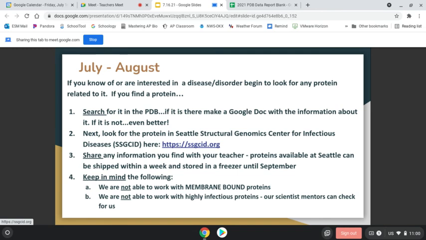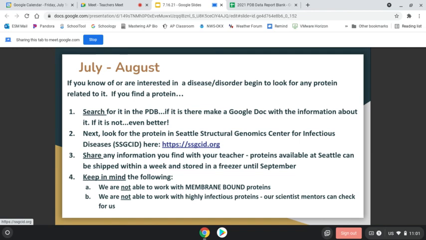The other thing is highly infectious proteins. If you're looking at a disease that's infectious, we have to be careful. So you find the protein, let your teacher know, and then we can ask Aleda to check with the lab to determine if that's something we can work with at the lab or even in our schools. Some of these are high level infectivity, and we have to be very careful about bringing stuff into the school. Okay, but that's the first step for July and August.